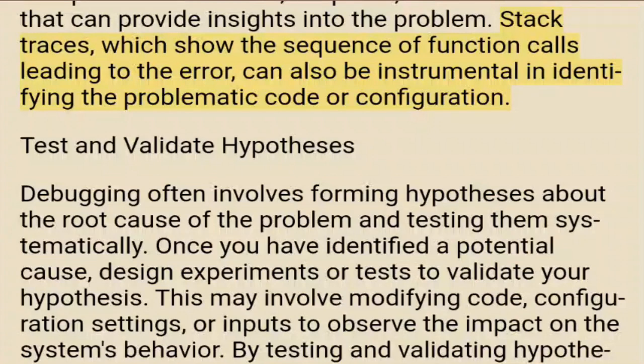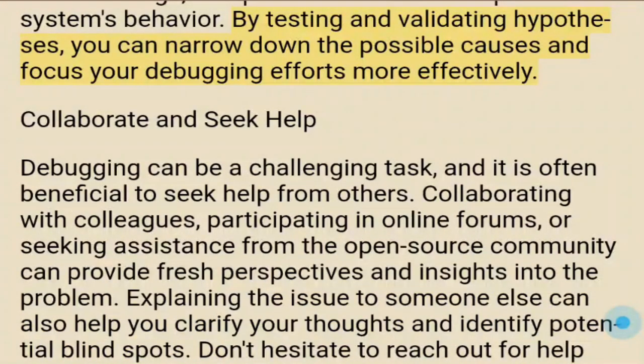Stack traces, which show the sequence of function calls leading to the error, can also be instrumental in identifying the problematic code or configuration. Test and validate hypotheses. Debugging often involves forming hypotheses about the root cause of the problem and testing them systematically. Once you have identified a potential cause, design experiments or tests to validate your hypothesis. This may involve modifying code, configuration settings, or inputs to observe the impact on the system's behavior. By testing and validating hypotheses, you can narrow down the possible causes and focus your debugging efforts more effectively.